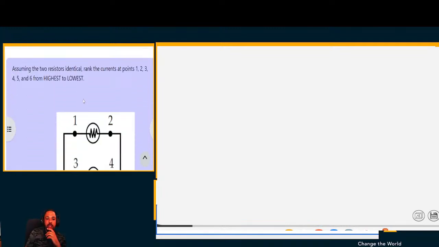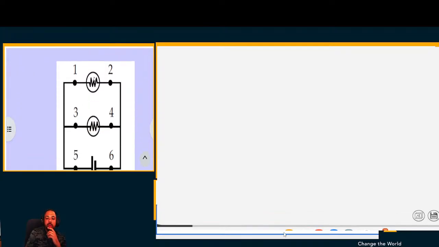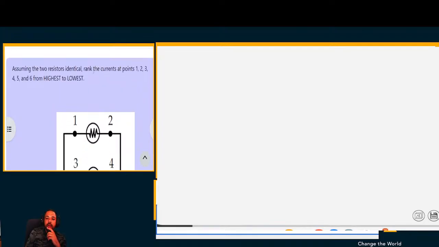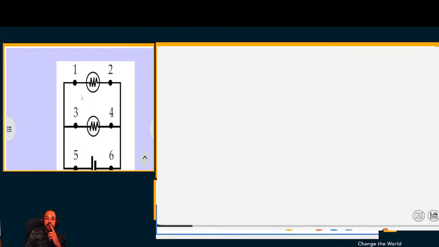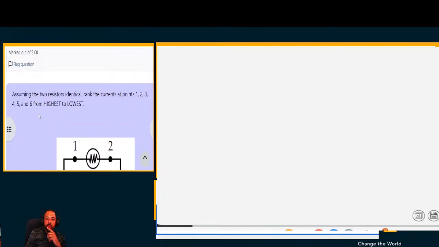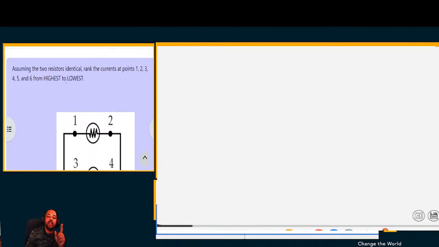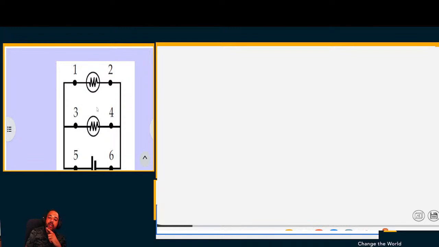The question is, assuming these two resistors here, there's a resistor and there's another one, assuming those two resistors are identical, meaning they have the exact same resistance. Rank the currents at these points 1, 2, 3, 4, 5, and 6 from the highest current to the lowest. So where will the current be the highest, where will it be the lowest, and where will it be equal to the others? This is an easy question.